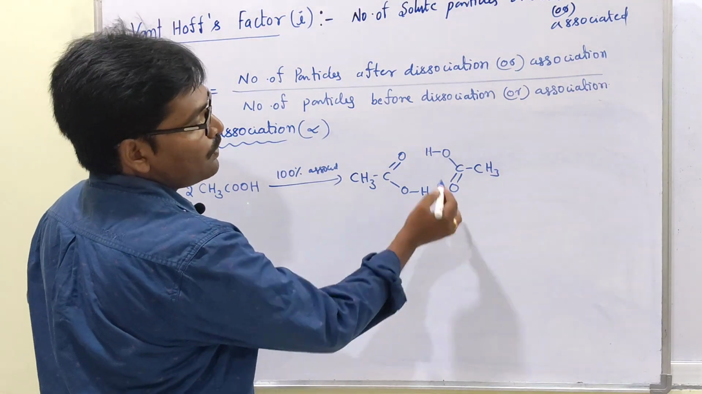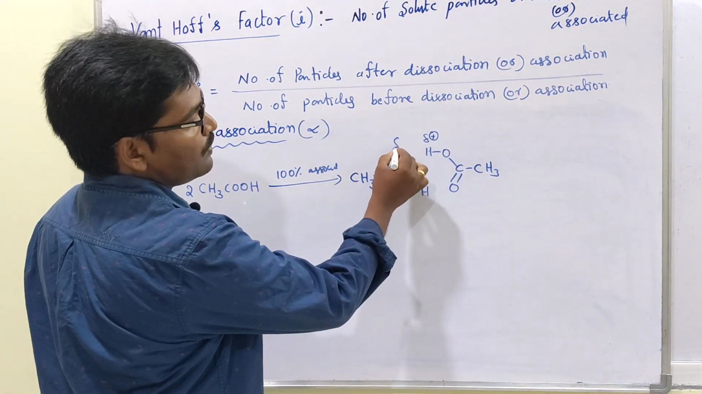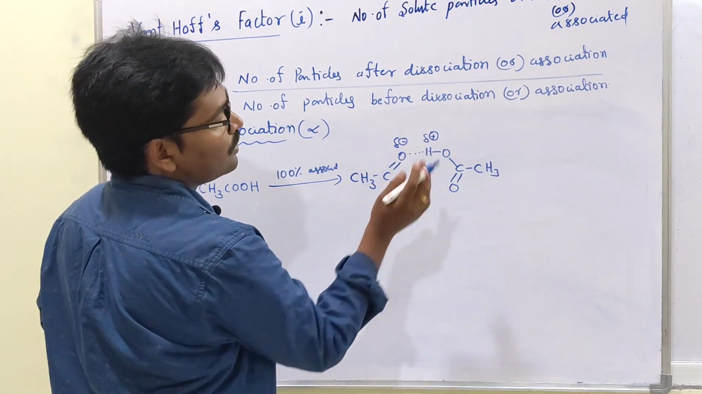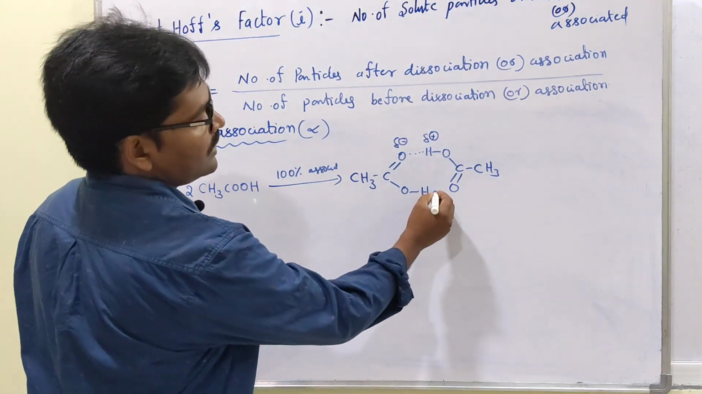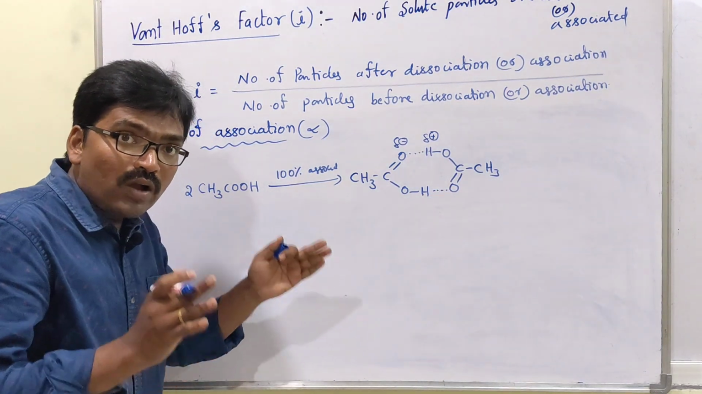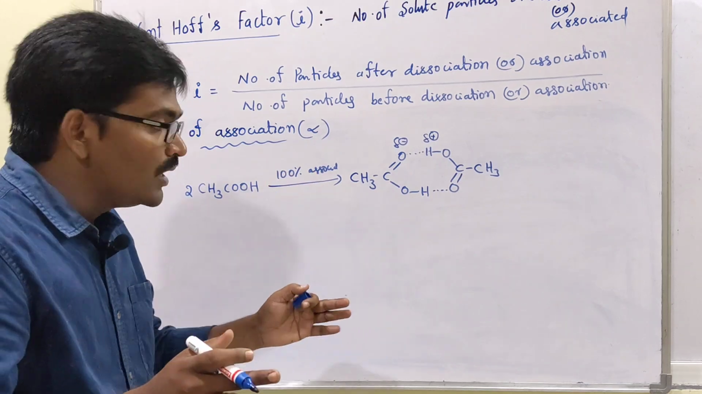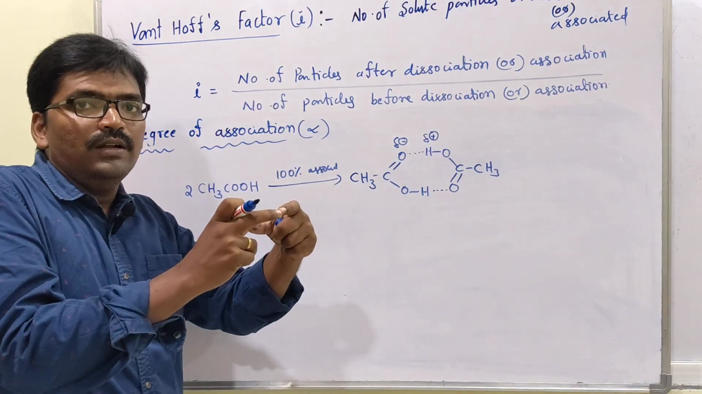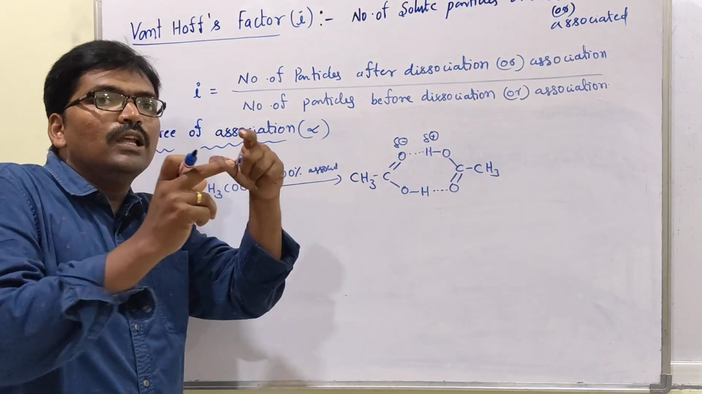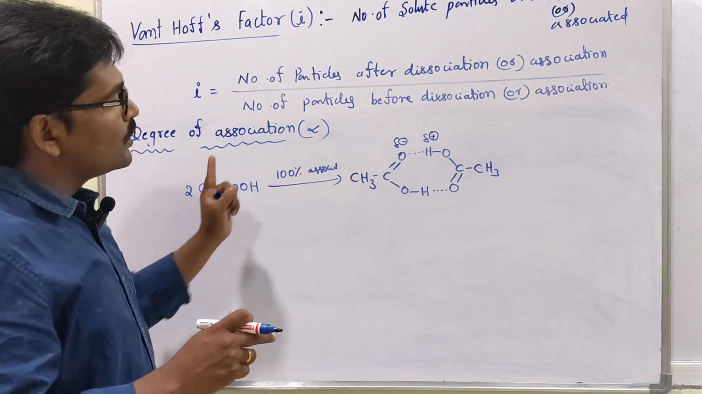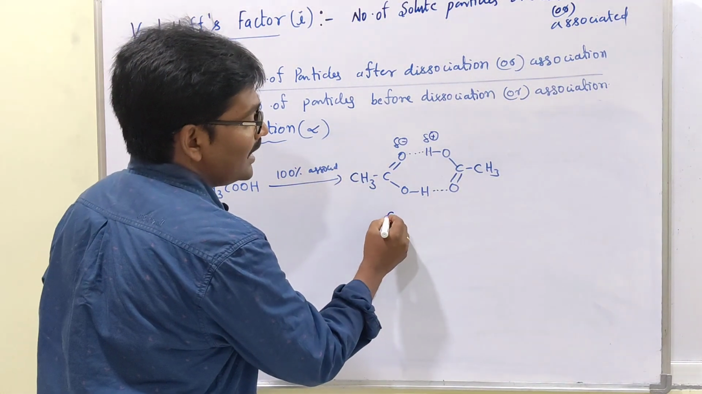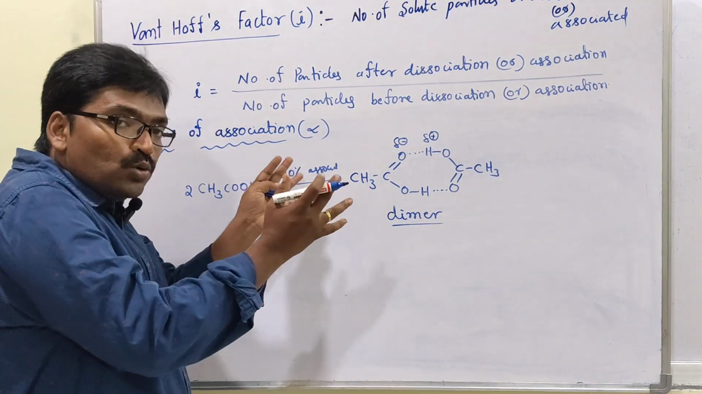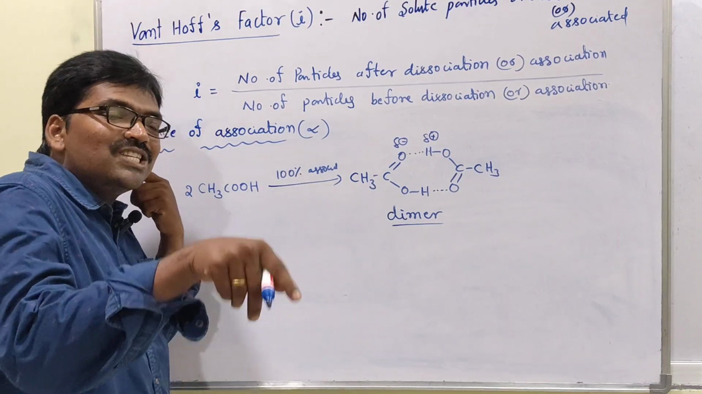Between these two molecules, the partially positive charge of the hydrogen atom and the partially negative charge of the oxygen atom of the other molecule form hydrogen bonding. Due to the strong extensive hydrogen bonding, these 2 molecules combine and appear as one molecule. When 2 molecules appear as one molecule, we call it a dimer. This we called association.